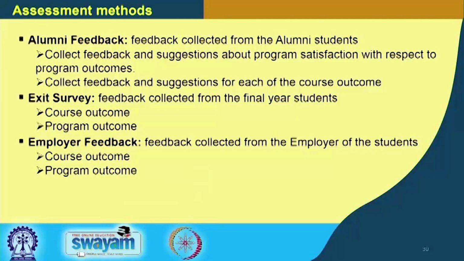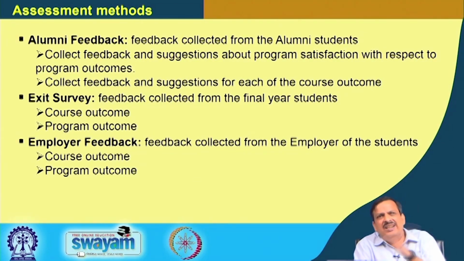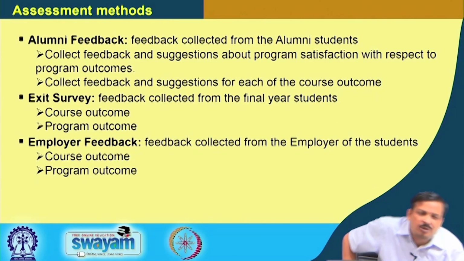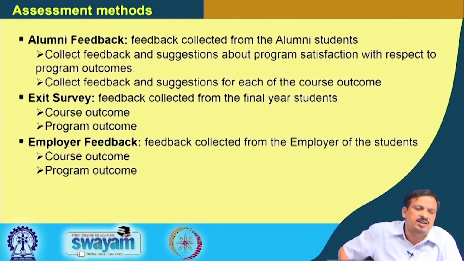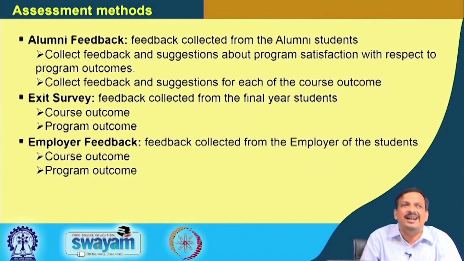In this class we will talk about the indirect methods of attainment calculation. What I said, the assessment methods, whether direct or indirect, both ways we have to define the assessment methods, and the definition of assessment is the same: collect evidence about the student's or learner's competence. Assessment methods for indirect attainment calculation: alumni feedback, exit survey, employer feedback.